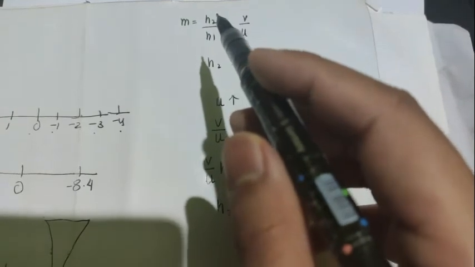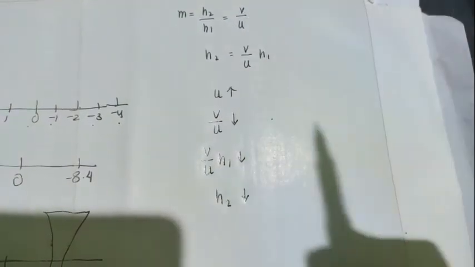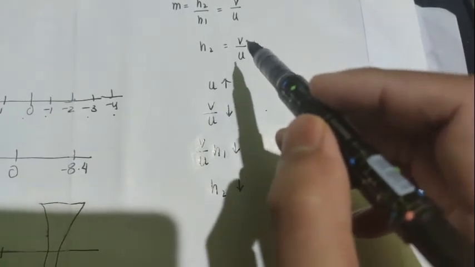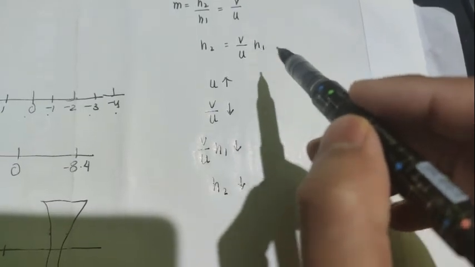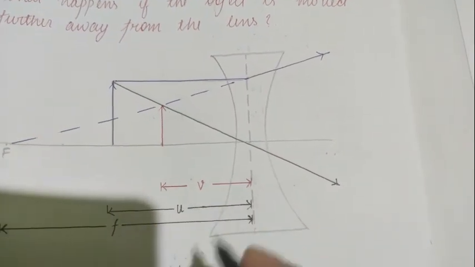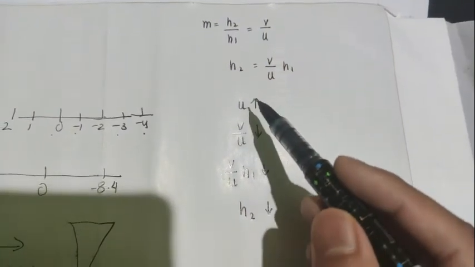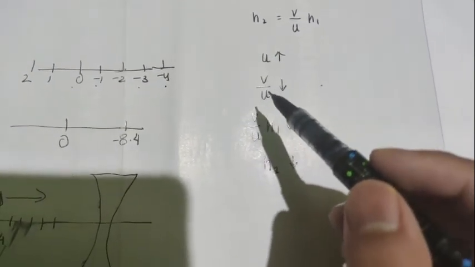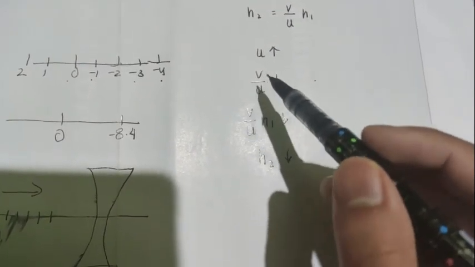We know linear magnification equals h2 by h1 equals v by u. Clear? Or I can say h2, the height of the image, equals v by u, image distance by object distance, into h1. h1 is your object height. Clear? Now again, if the object moves away from the lens, your u will increase or decrease? It will increase. So if u increases, what happens to v by u? V by u will increase or decrease? It will decrease. Why? U is in the denominator. Clear?